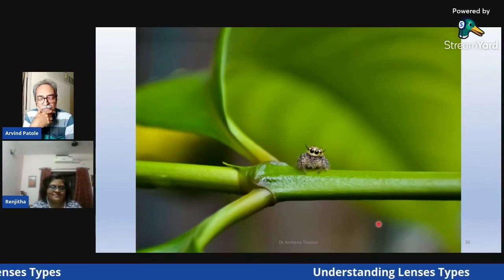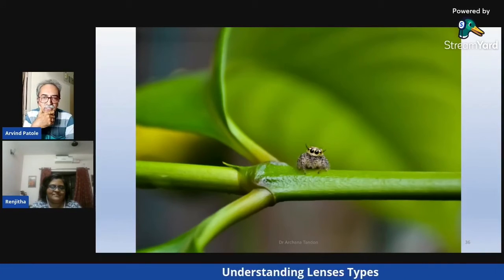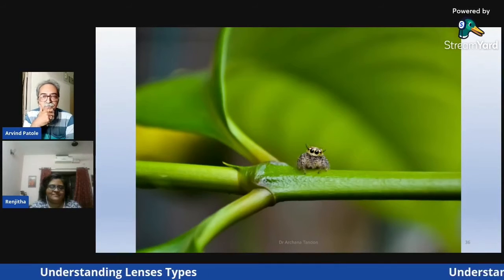Only this thing in macro lenses, the depth of field is shallow. So you have to be very careful of focusing on what you want.